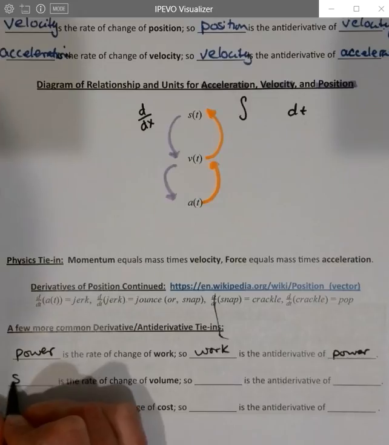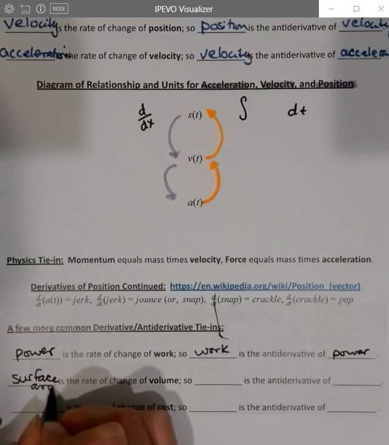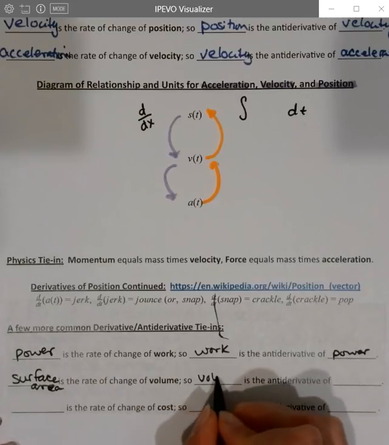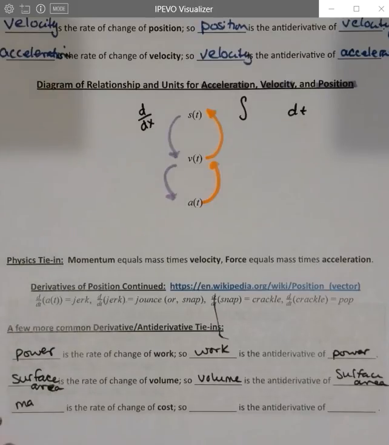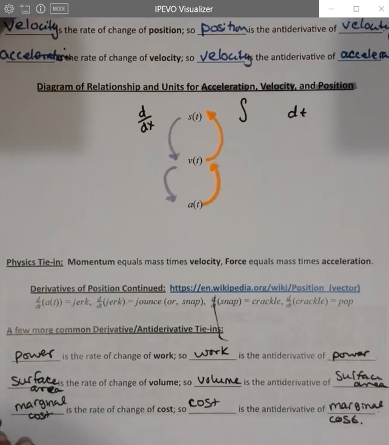Surface area is the rate of change of volume. So volume is the antiderivative of surface area. And marginal cost is the rate of change of cost. So cost is the antiderivative of marginal cost. Just a few other relationships between functions and their derivatives.